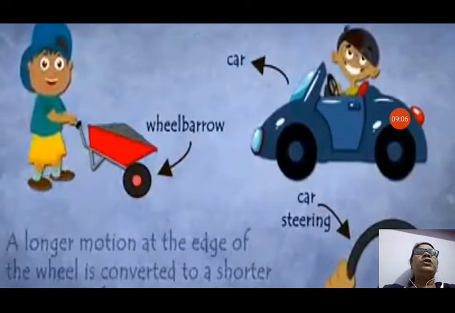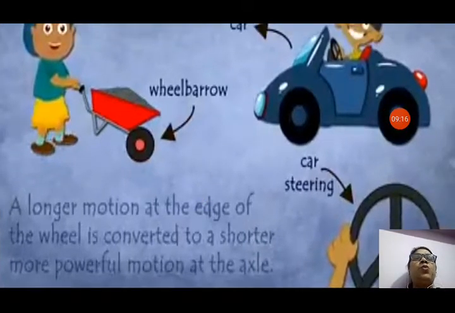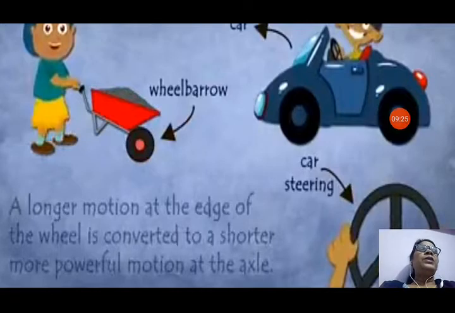In a wheelbarrow, the wheel is moving over the axle. In a car also, the wheels are moving over an axle. A longer motion at the edge of the wheel is converted to a shorter, more powerful motion at an axle. In an axle, it can move very nicely. You can see the steering wheel of a car also. It is also moving over the wheel and it makes the movement very smooth.